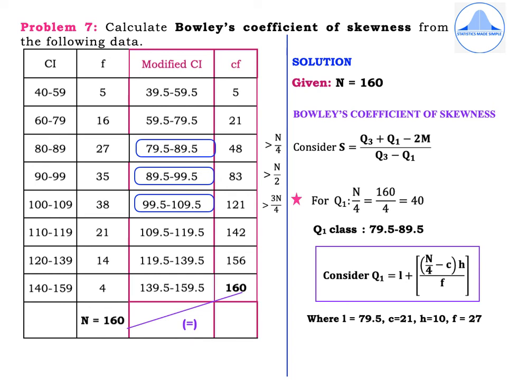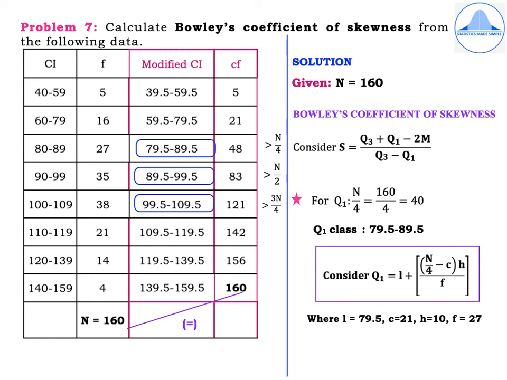Now, because we require Q1, Q3 and M, you have to accumulate the frequencies. So it is 5, 21, 48, 83, 121, 142, 156 and 160. You observe that the last value in the CF column matches with capital N, which is also equal to 160. Start with the solution. Write given capital N equal to 160.